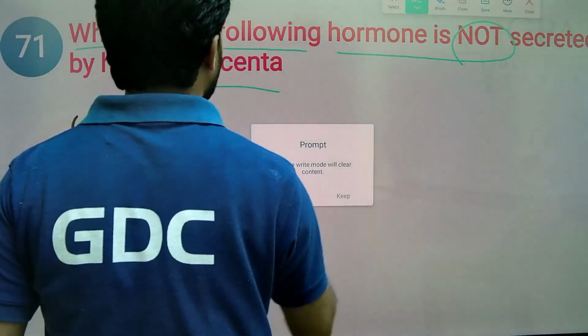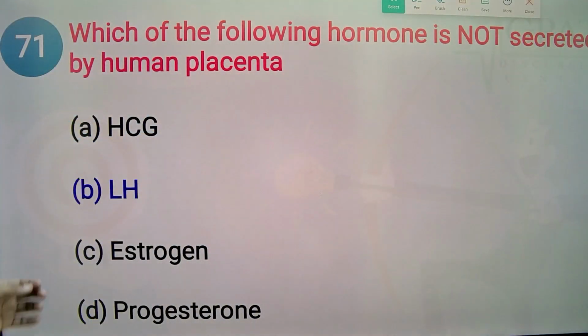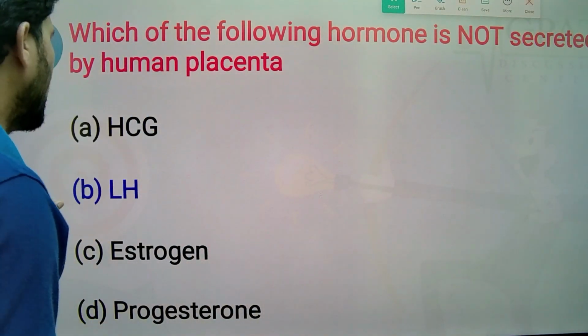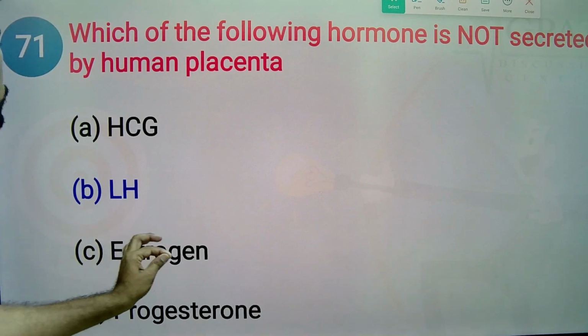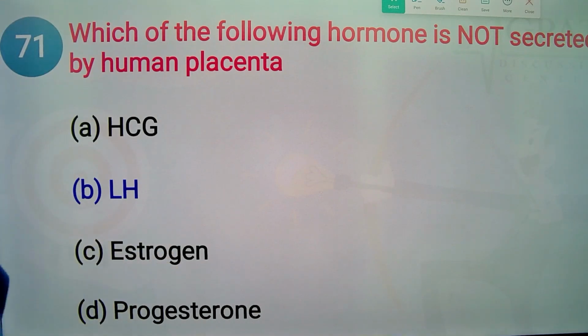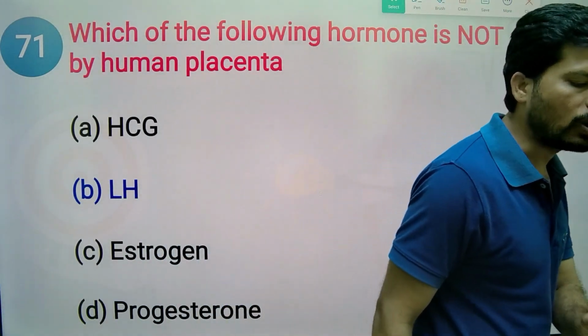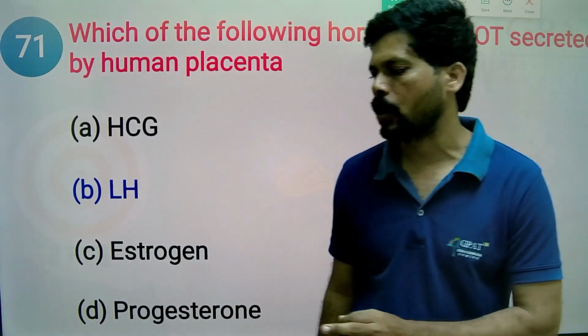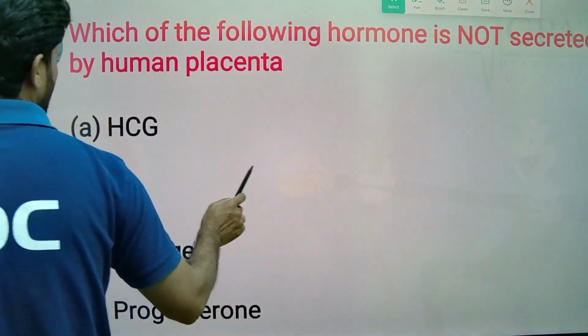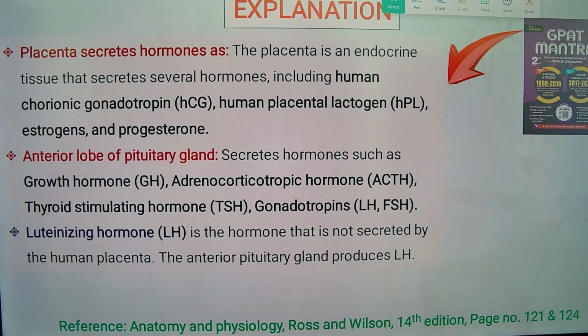So the answer is very simple. You can clearly observe luteinizing hormone. HCG will be produced, estrogen will be produced, progesterone will be produced, but not luteinizing hormone. Luteinizing hormone is not secreted from the placenta.